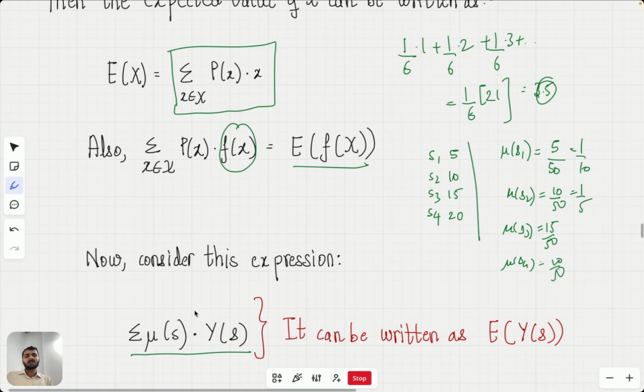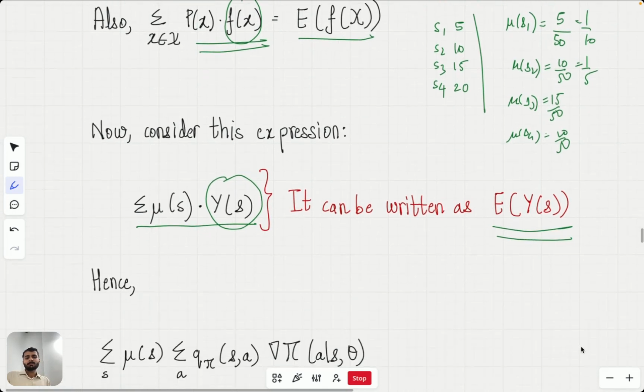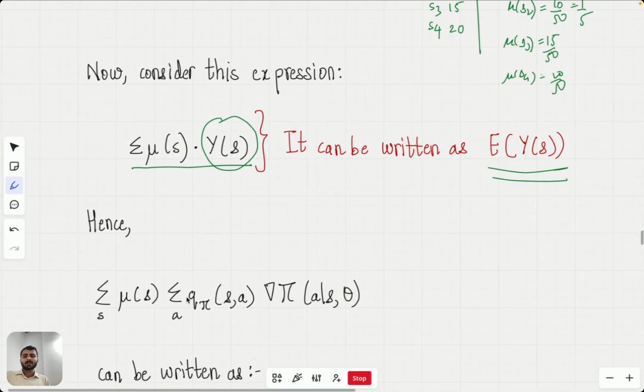So these are nothing but the probability of the agent reaching that particular state, and we have multiplied that with a function of the state, which is very similar to this expression. You see, p of x into f of x. Here p is replaced by mu and f is replaced by y. So this can be written as the expected value of y of s.